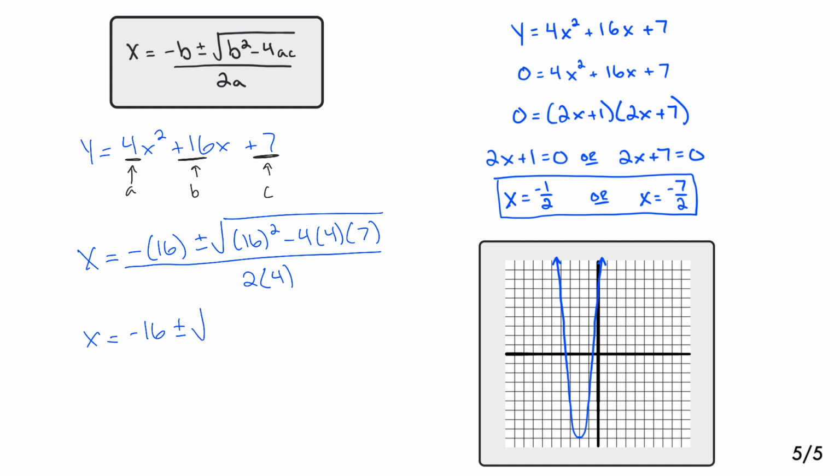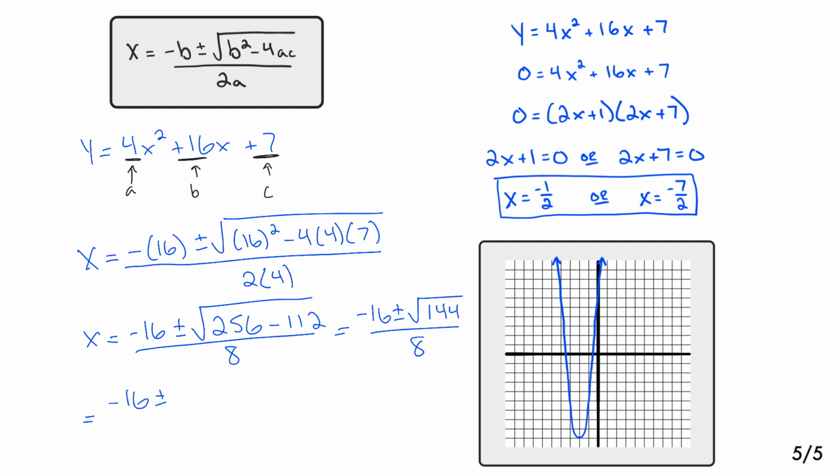-16 plus or minus the square root of 16 squared is 256, minus 4 times 4 times 7, it's 112, all divided by 2 times 4 is 8. That's going to be equal to -16 plus or minus the square root of 144 all over 8, which is equal to -16 plus or minus the square root of 144 is 12, all over 8. This is where it splits. It's going to be -16 plus 12 all over 8, and -16 minus 12 all over 8.